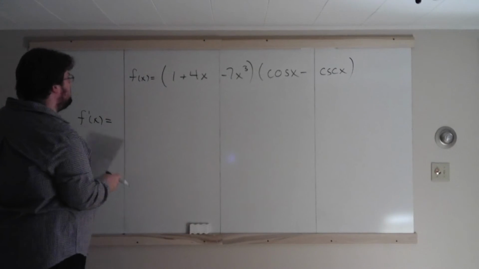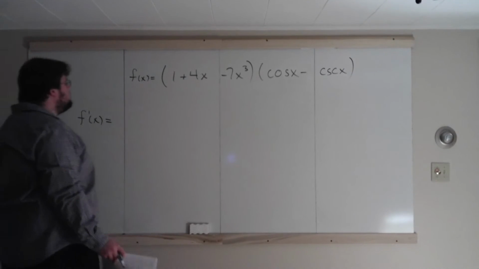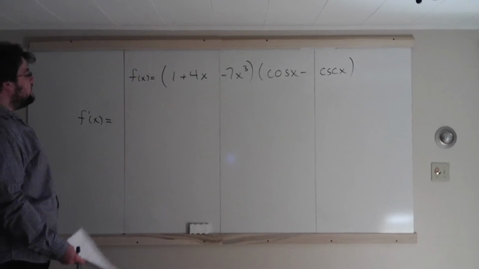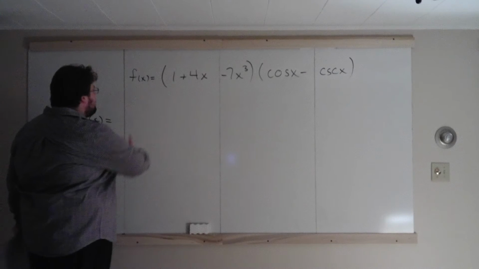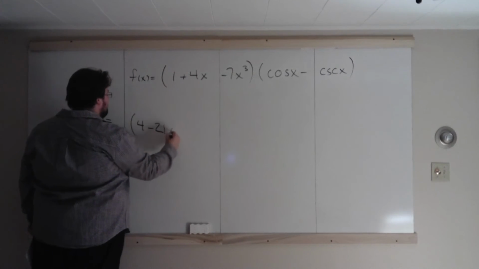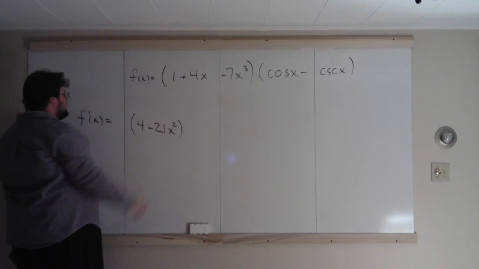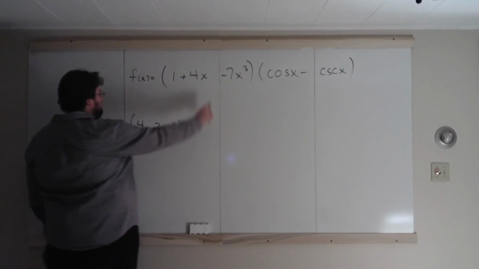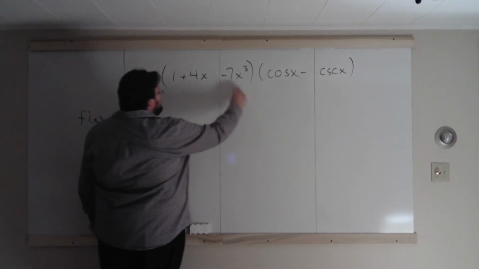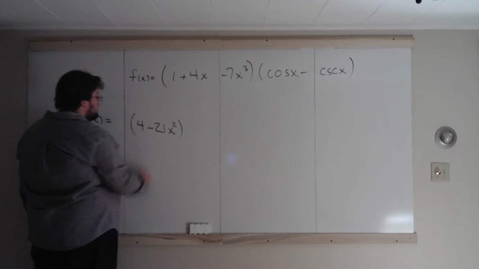So where are we? We have a product. You could multiply this out, but if you did, you'd have like 4 different product rules to deal with. So I'm just going to leave it as it's written. Derivative of the product, derivative of the first. How did I get that? Well, derivative of 1 is 0 because 1's a constant. Derivative of 4x is 4 by the power rule and the constant rule. Derivative of 7x cubed is 21x squared because 3 times 7 is 21, and then there's a negative sign.